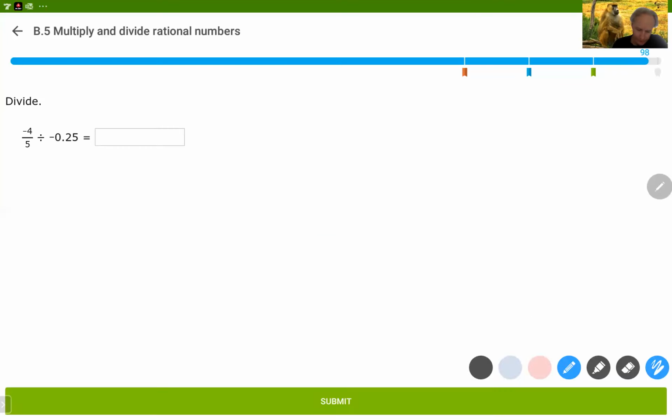And one more. That is negative 4/5 divided by negative 1/4. I'm going to go ahead and do this in one step. I'm going to multiply by the reciprocal, which is negative 4 over 1. If you like, this is being divided by negative 1/4. And I just multiplied by the reciprocal. And that's 16 over 5.